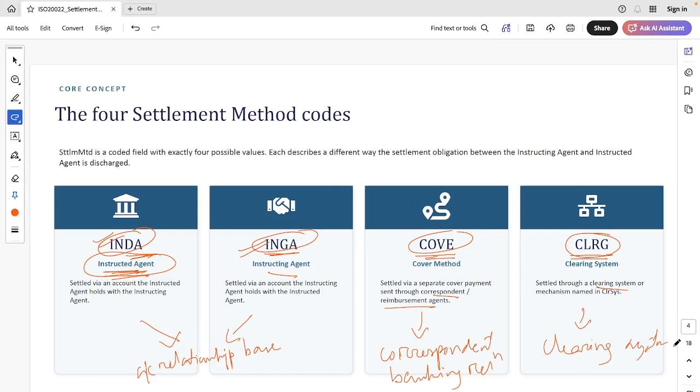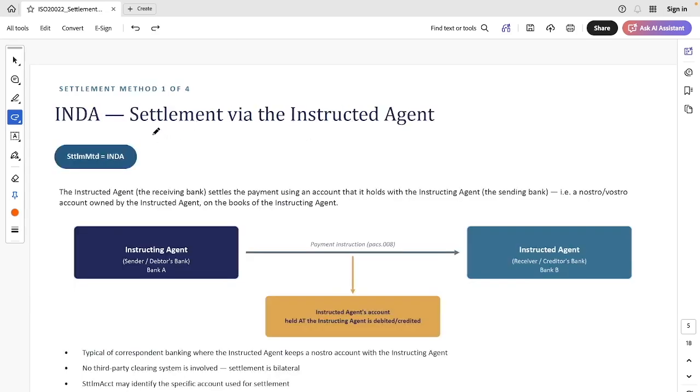And clearing is based on the clearing system. Now let us understand each one in detail. The first settlement method is INDA. INDA basically stands for your instructed agent. In this method, the instructed agent or the receiving bank settles the payment using an account that it holds with the instructing agent. Let us try to understand it with simple examples.